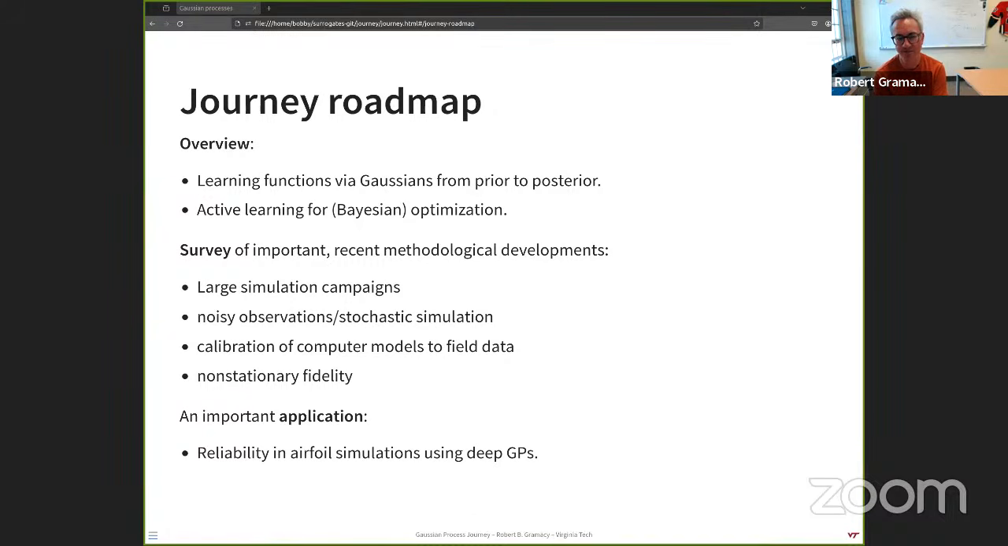We don't usually have time for that, but I've got it in there just in case. And then I want to change to a really important area of non-stationary modeling fidelity, which will allow me to pivot back to that application that I just introduced to you, which ultimately ends up being about reliability in aircraft.